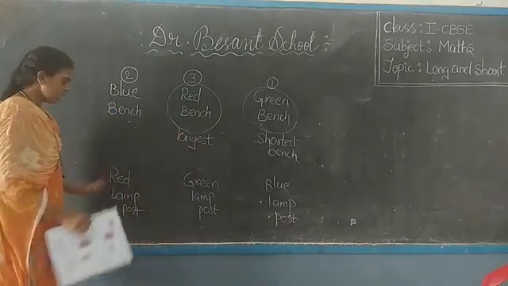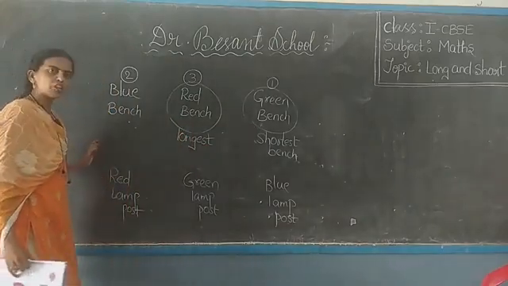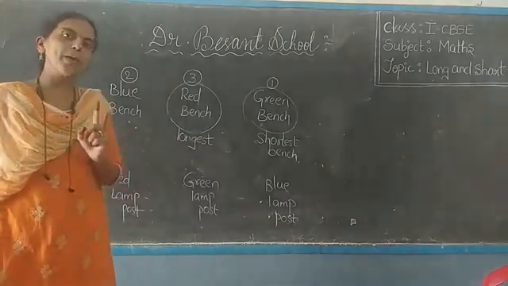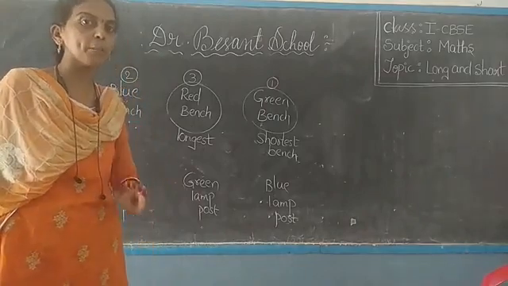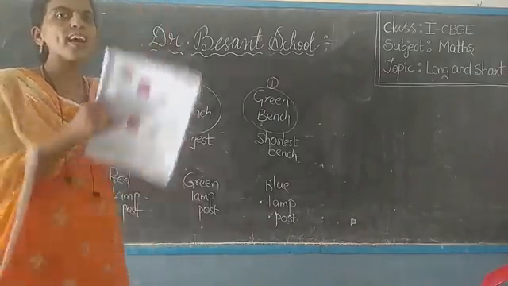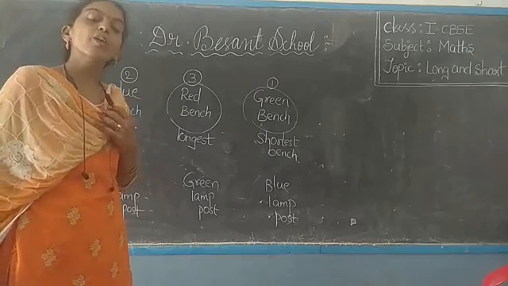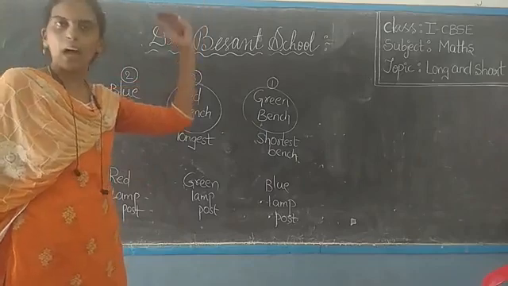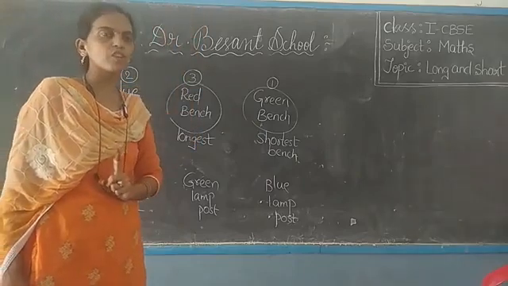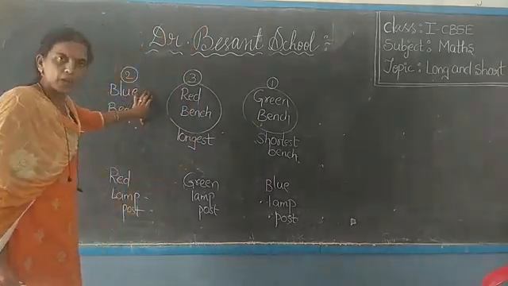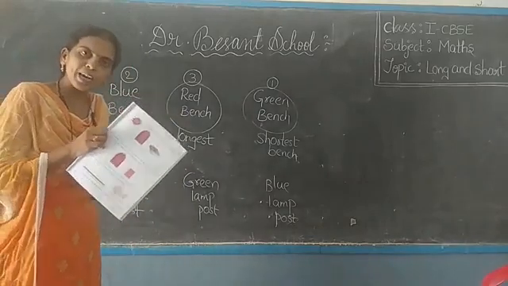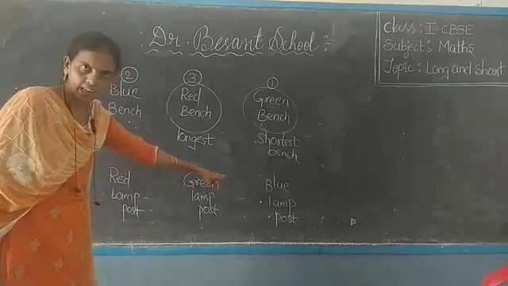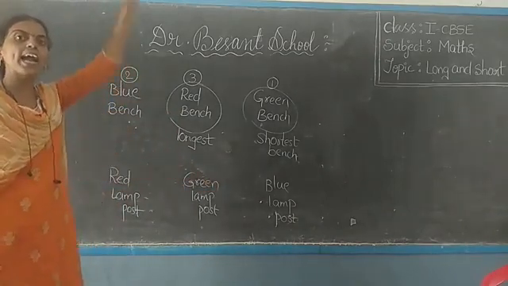Similarly, let us compare the same relation with the lamp post. Here, when we are comparing the lamp post, we are comparing their height, not the length. So that is why we should compare them with the shorter or taller. Am I clear? Don't get confused, children. In benches, we are comparing the length. When we are comparing the lamp posts here, we are comparing the height.